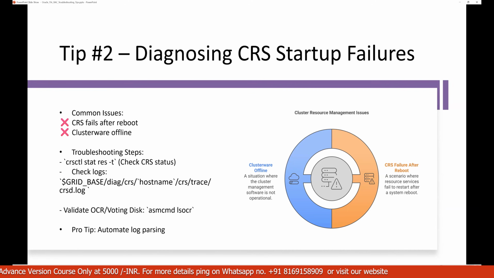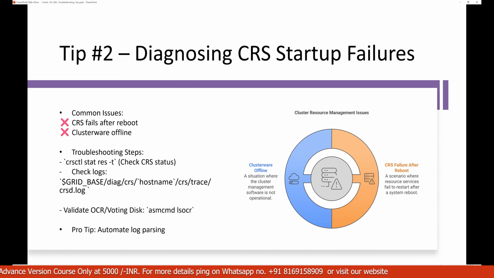Now, one pro tip that I will recommend here is that we should have some automated process. You can define a shell script that will monitor your CRS alert logs, identify a particular error message from the alert log of CRS, and send a notification whenever an alert is triggered.